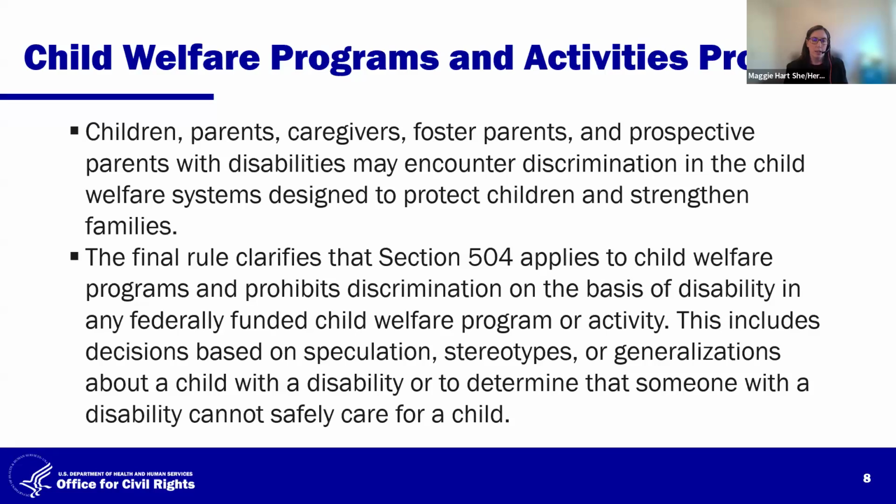The new section is section 84.60. And it specifically prohibits discrimination against children, parents, caregivers, foster parents, and prospective parents in the child welfare system. So it's great, it's a lot of people. And recipients, so the entity, may not, based on speculation, stereotypes, or generalizations, deny qualified individuals with disabilities custody, control of, or visitation with a child. They may not terminate parental rights or legal guardianship of a qualified person with a disability. And they may not require children to be placed outside the home through custody relinquishment or other forfeiture of parental rights in order to receive necessary services.